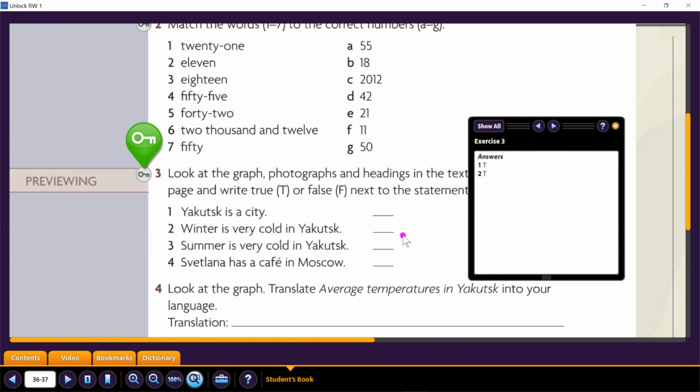True. Number 2 is true. Number 3, summer is very cold in Yakutsk. What do you think? False. Wrong. Summer is warm.